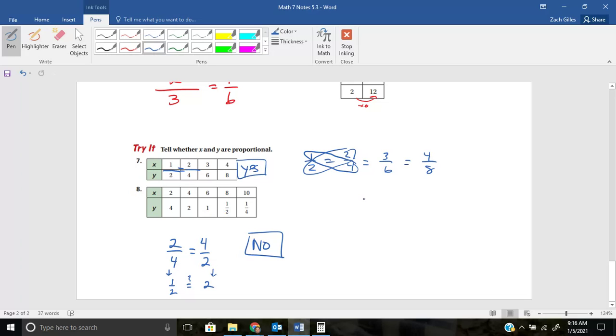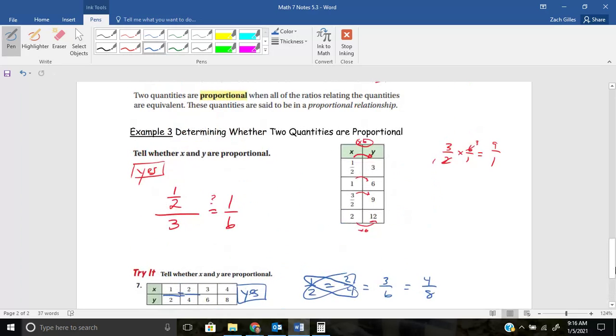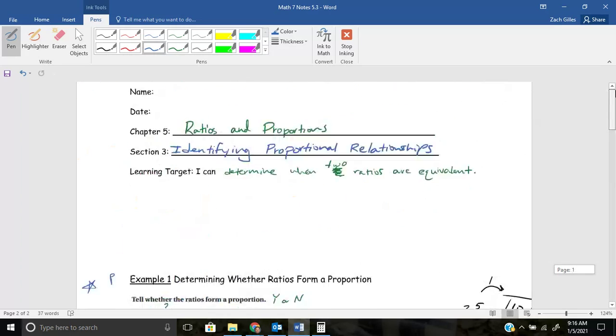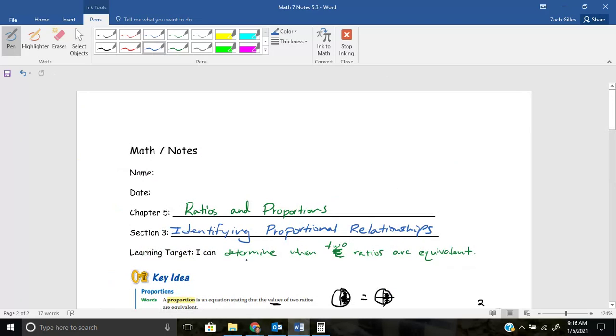Okay, so there you have it. That wraps up section 3 here, and determining whether two ratios form a proportion.